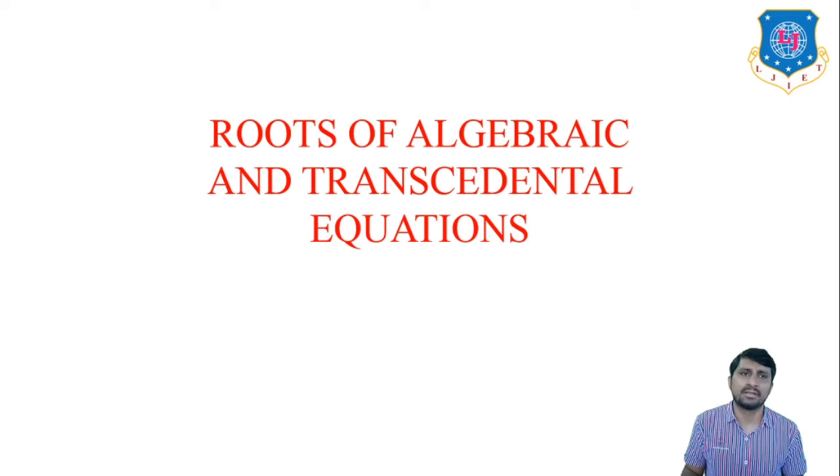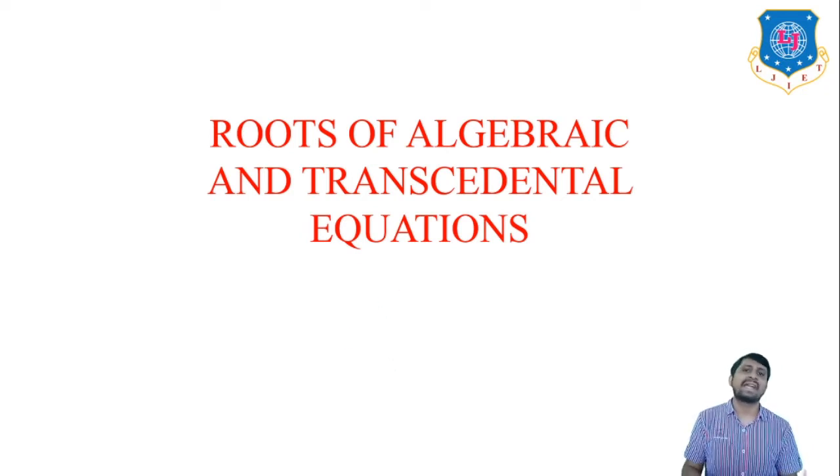In this chapter, majorly we have four methods. First is the bisection method, then the regula falsi method, then the Newton-Raphson method, and the secant method. We will discuss these four methods. The first one is the bisection method, which is a very basic method to find roots of any algebraic or transcendental equation. Basically, in this chapter we can find the approximate roots of any algebraic or transcendental equation.